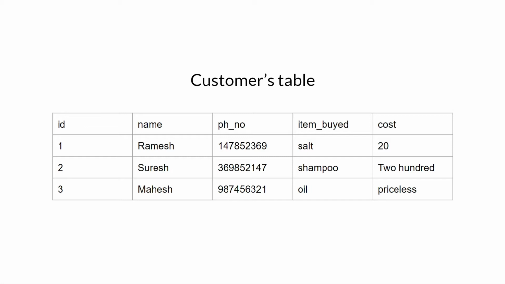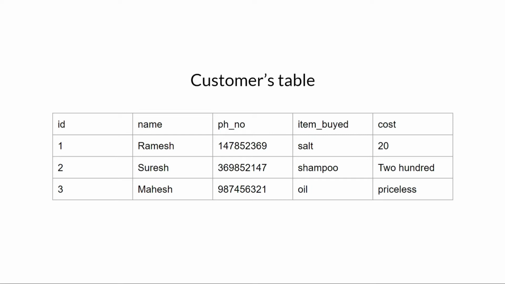Let's suppose in our customers table we have a field cost. Instead of a number we have written 200 in words and we want to give additional discount to this customer. So how can we calculate the amount with this word? Or there might be chances that we have inserted anything which is not related to the field. So we have to specify what values our field should store.